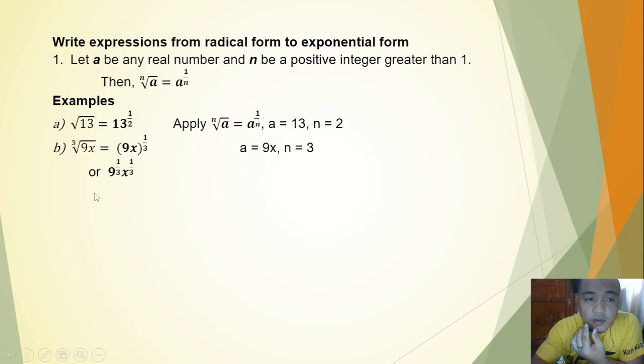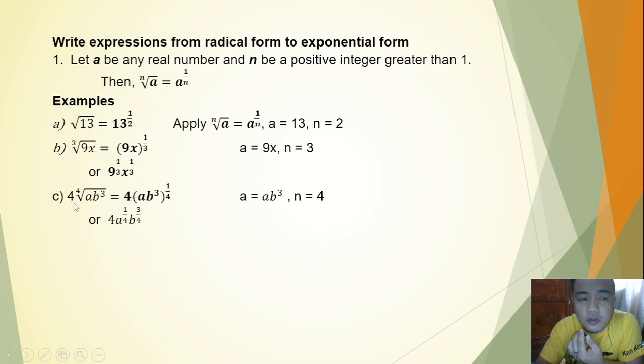So example, letter A, the square root of 13 means 13 raised to 1/2. So for the square root of any number, it is the number raised to 1/2. How about this? The cube root of 9x, meaning 9x raised to 1/3. The whole 9x raised to 1/3. So simplify, 9 raised to 1/3, x raised to 1/3.